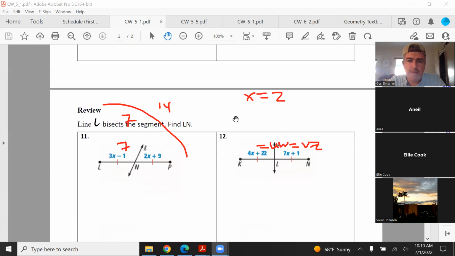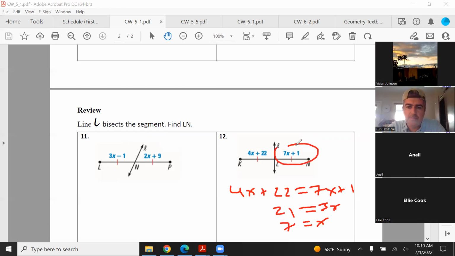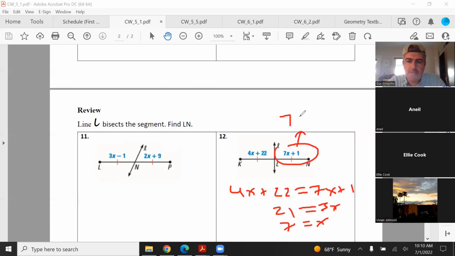And lastly, number 12, 4x plus 22 is the same as 7x plus 1. So 3x equals 21, x is 7. If you want to find LN, then 7 times 7 plus 1, you should get 50.